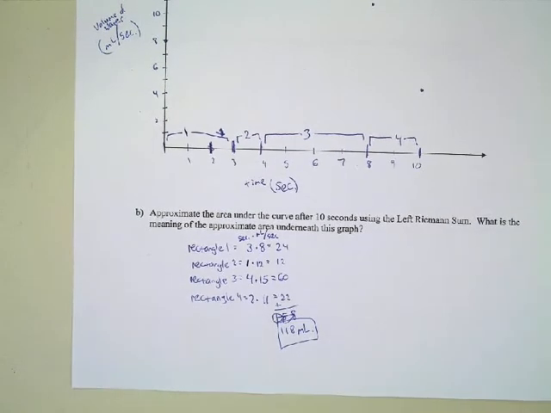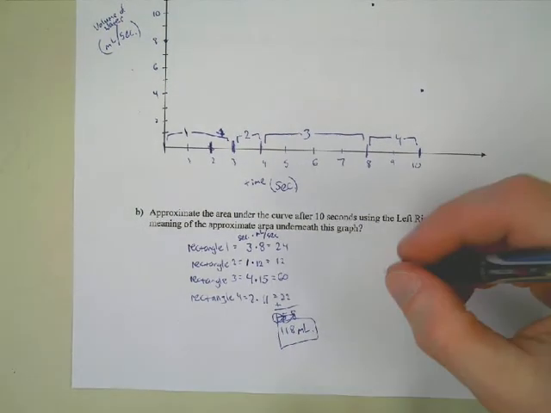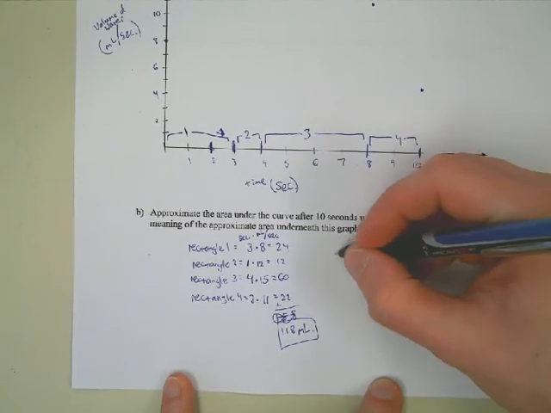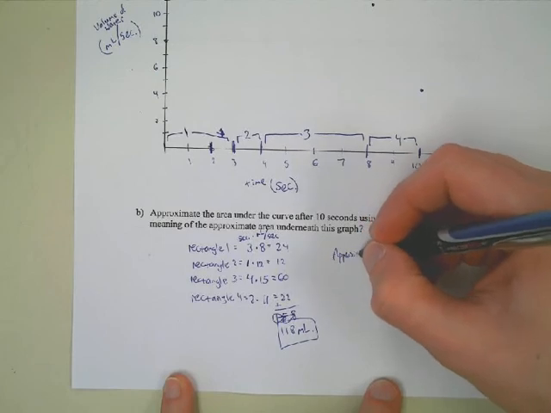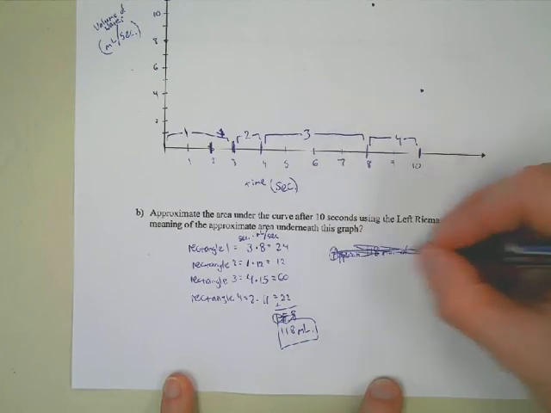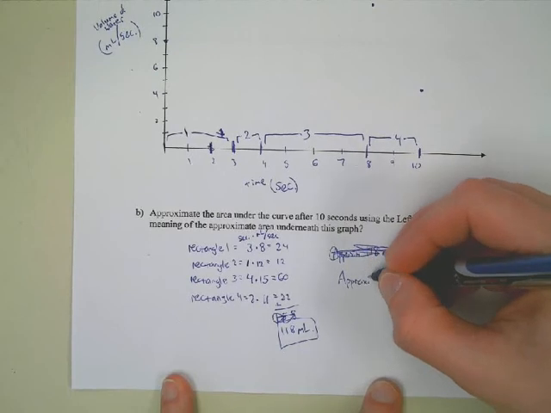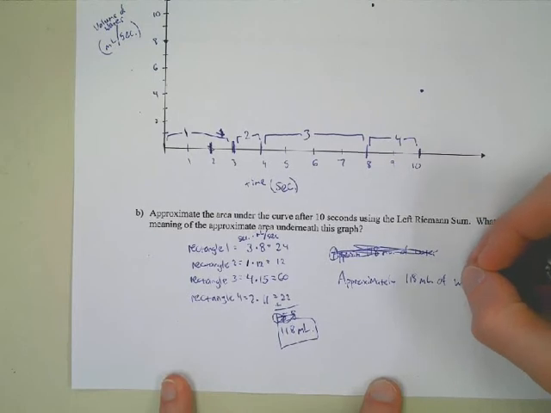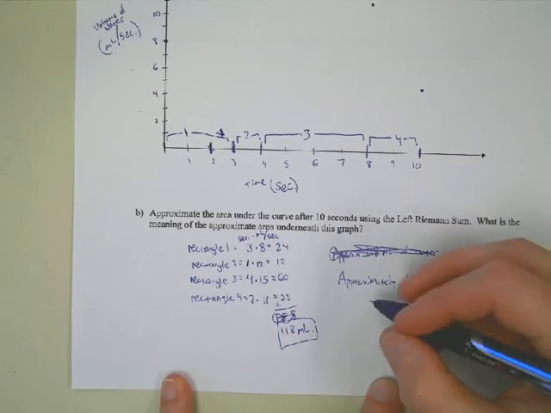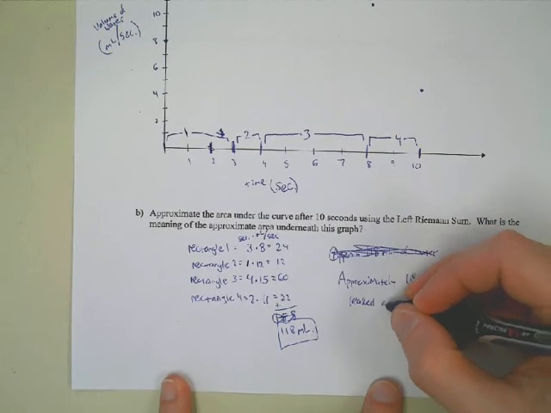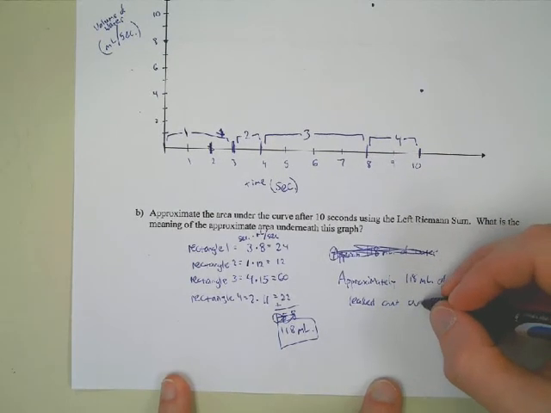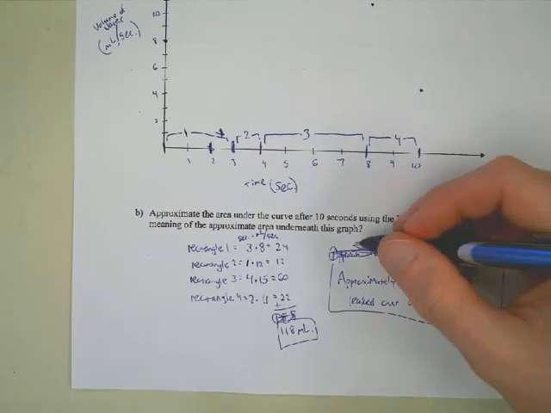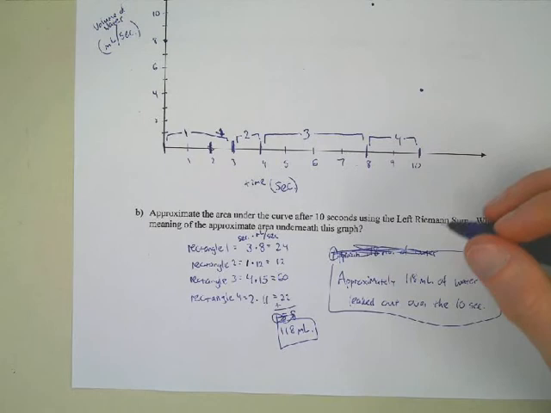Okay, so we can say something like 118 milliliters of water. I should say approximately. And I ran out of space. Approximately 118 milliliters of water leaked out over the 10 seconds. Okay, that's our answer there. Approximately 118 milliliters of water leaked out over those 10 seconds.